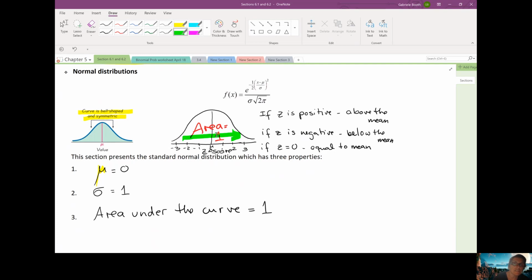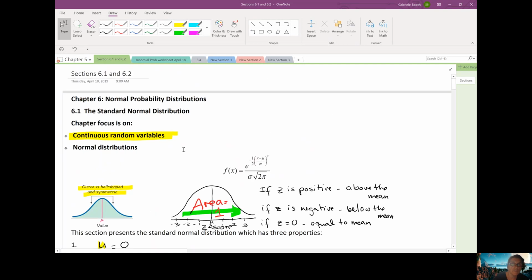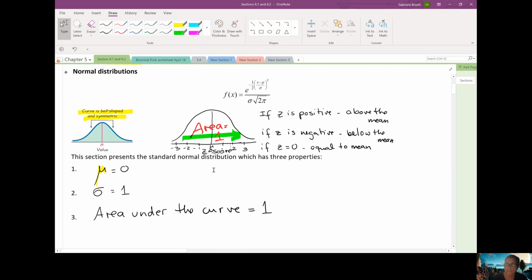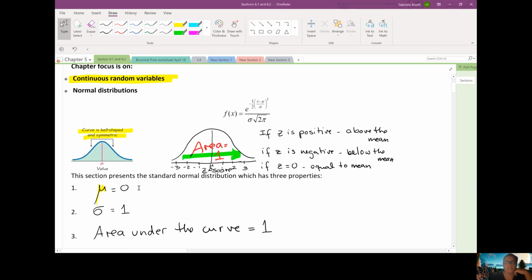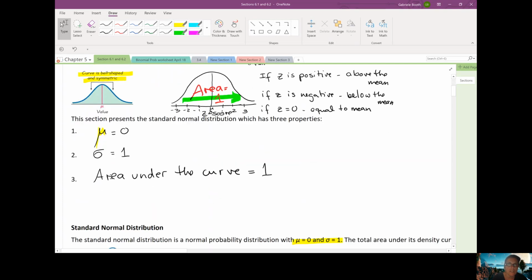So a standard normal distribution, very important. The difference between a standard normal distribution and a regular distribution is that the mean is 0 and the standard deviation is 1. So these are some of the properties. The mean is 0. The standard deviation is 1, and as I already mentioned, the area under the curve is 1.